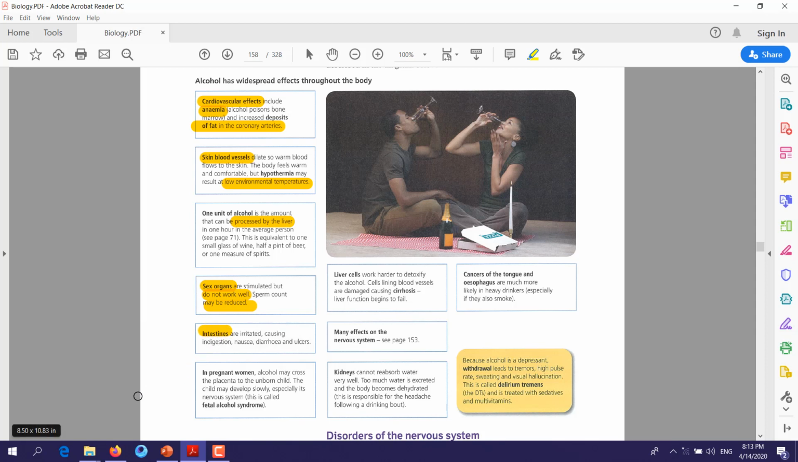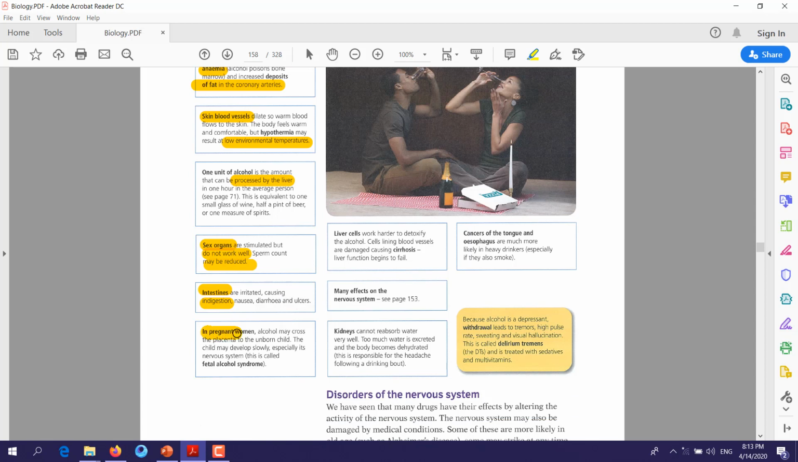Intestines, it also affects the intestines. So when you drink alcohol, it will affect your intestine. It causes indigestion. Indigestion means when your digestive system is unable to digest food properly, and maybe it causes nausea, diarrhea, and ulcer.